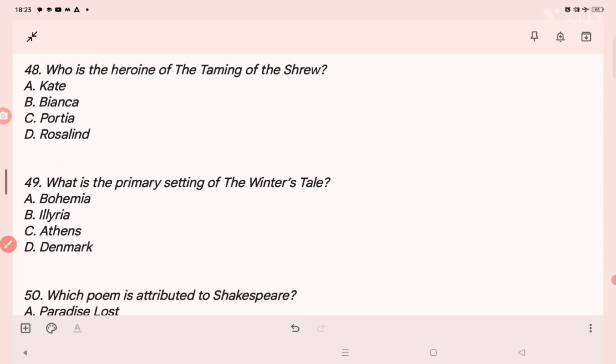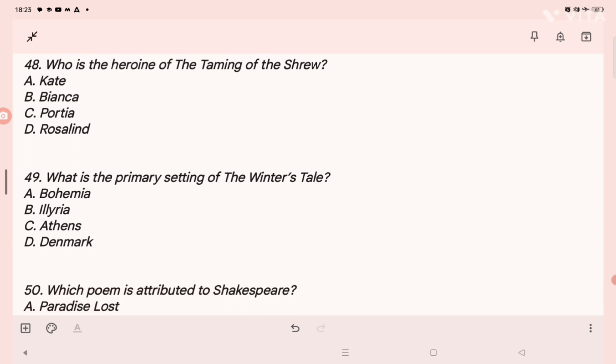Who is the heroine of The Taming of the Shrew? Option A, Kate. Katharina is the heroine of The Taming of the Shrew, where her transformation from a headstrong woman to a more compliant wife is central to the play's plot.